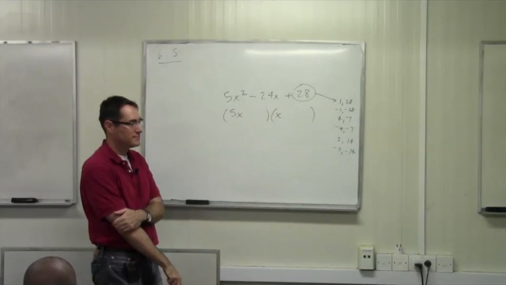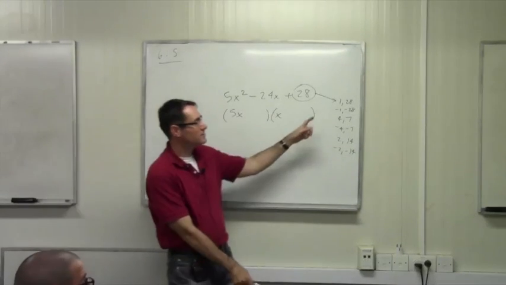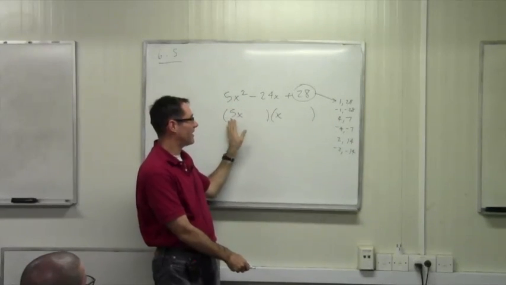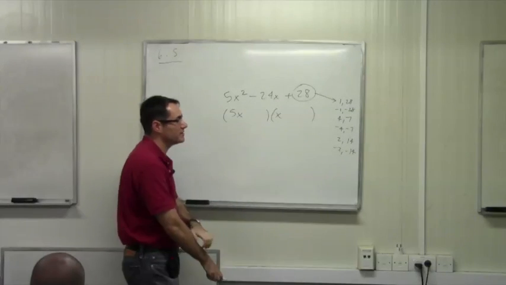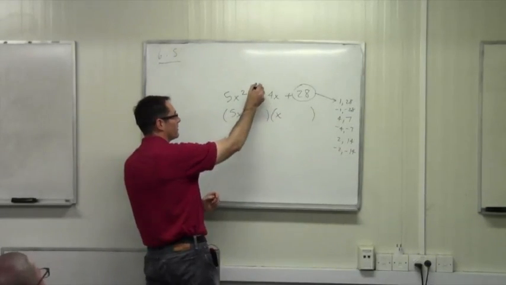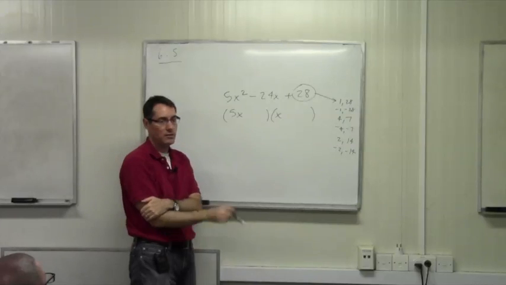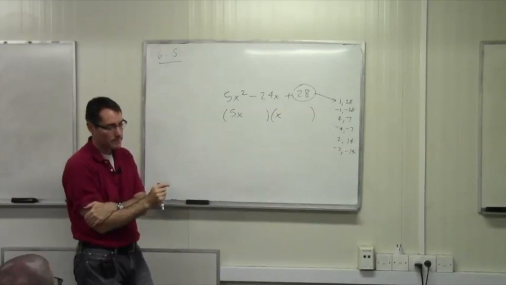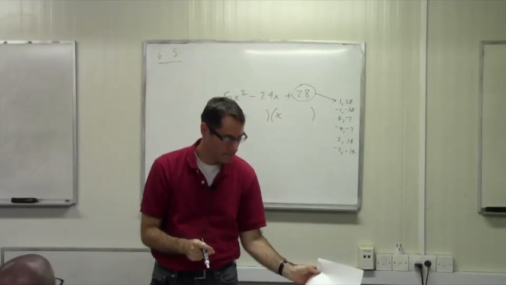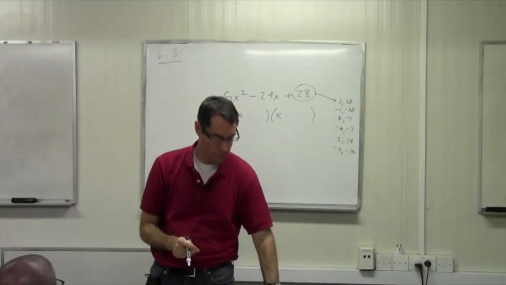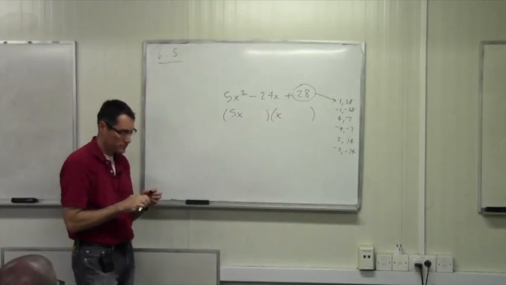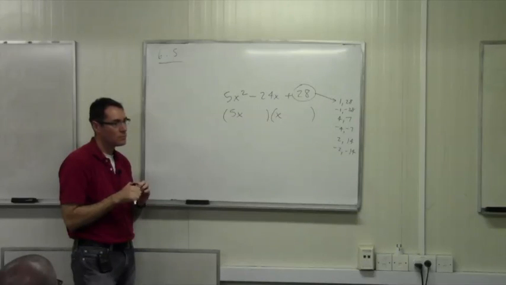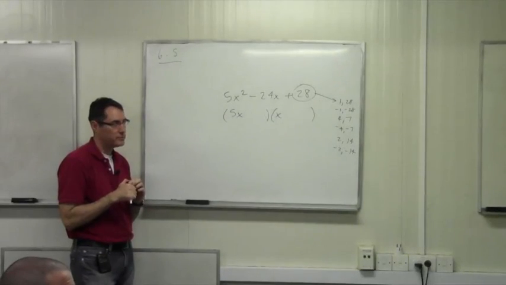How's it going on you? No? Start looking at these guys and using your FOIL method and saying 5 times one of these plus the other one. See if you can get negative 24. Did you get this one, Aaron? Good.